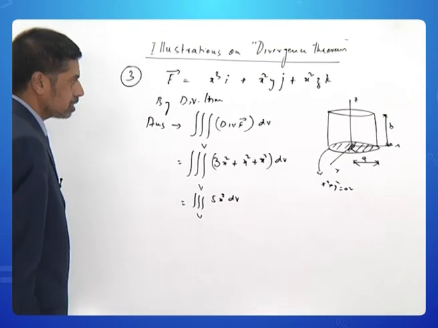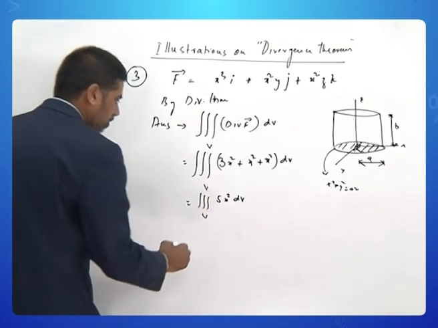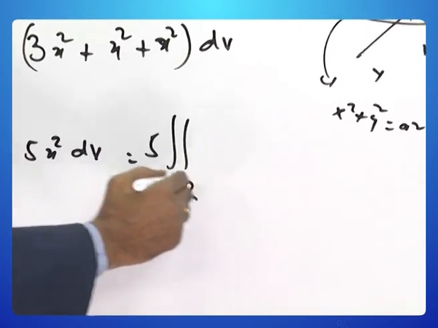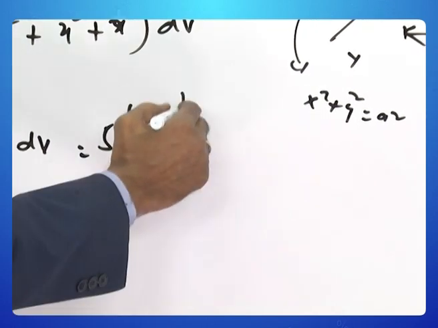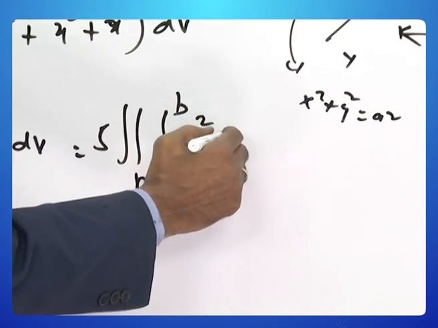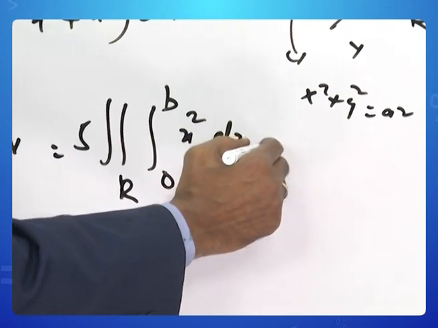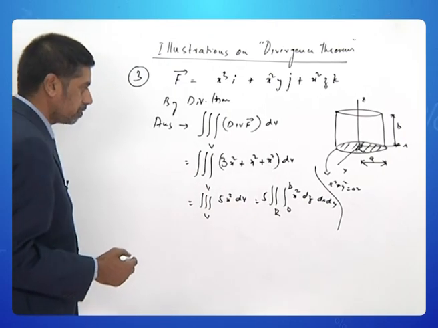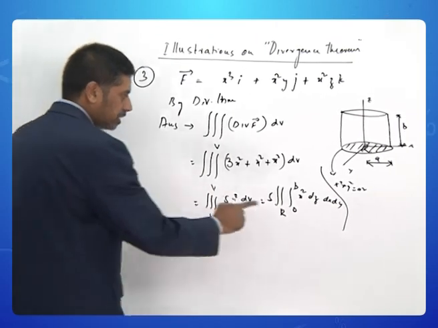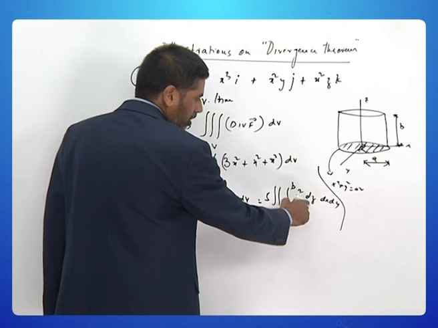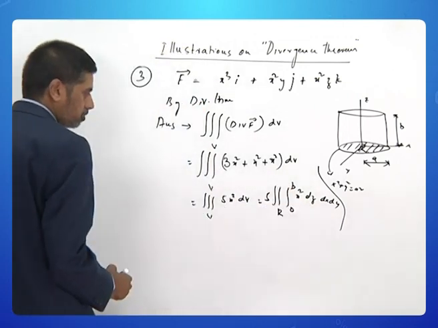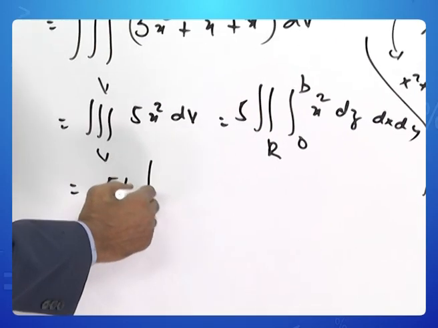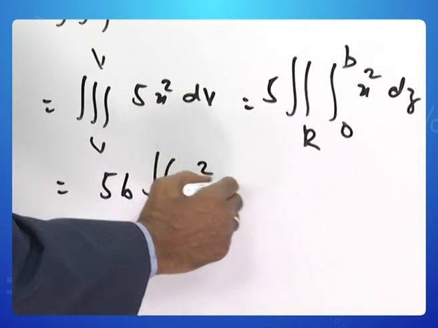So first what we do is we integrate with respect to z. So you will get 5 times the double integral over R of the integral from 0 to b of x square dz dx dy. Because dV can be written as dx into dy into dz, we have promoted dz into the order first because the integration with respect to z is first. So this will become 5b times the double integral over R of x square dx dy.